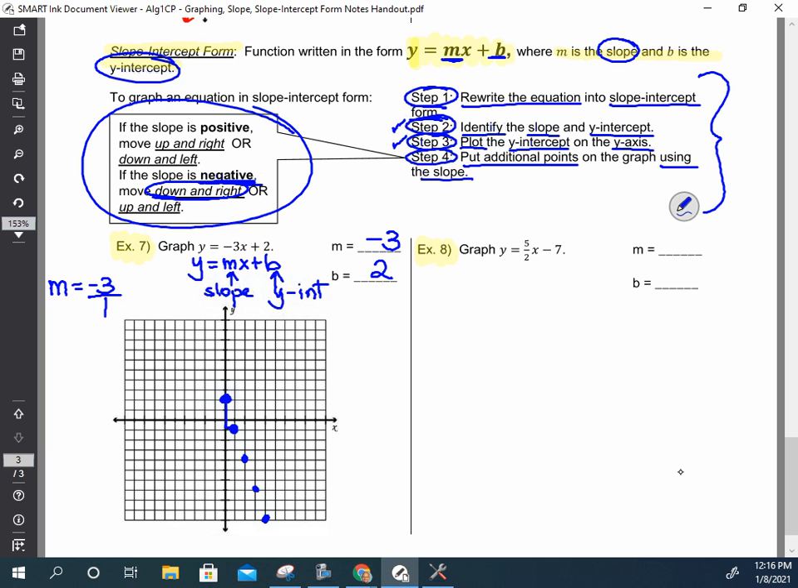Now we're going to go in the other direction. That's going up and to the left. So up 3, to the left 1. Up 3, to the left 1. I can't go up 3 anymore, I'll run out of space. And then you draw your line. That's it, I'm done.